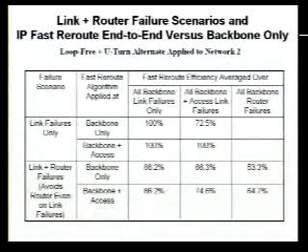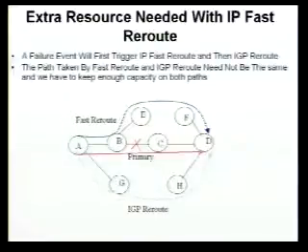Okay, so this is all about coverage. The next item is how much extra resource do we need? Like, nothing comes for free, okay? What is the price we have to pay in order to have this great IP fast reroute?